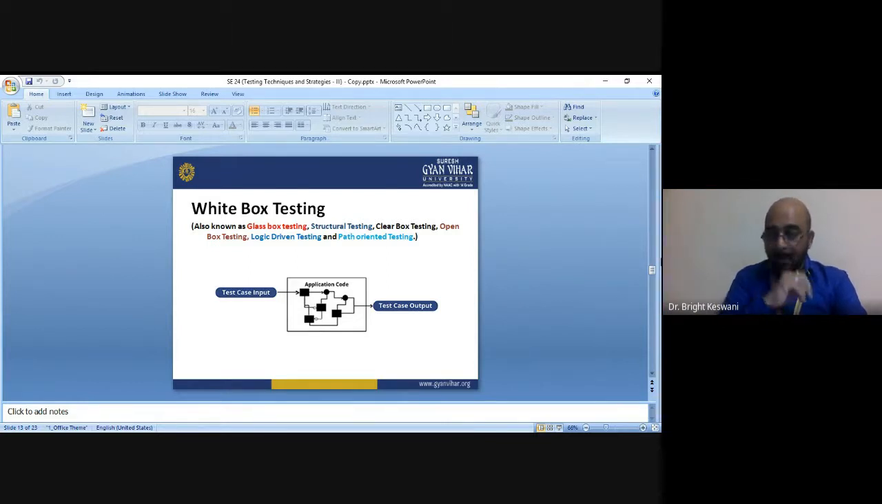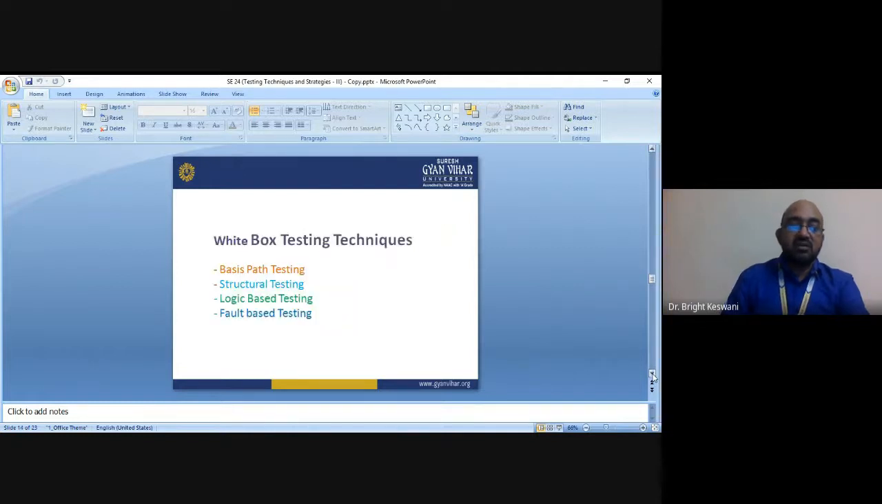Now come to the white box testing techniques. The first technique is basis path testing. Second is structural testing. Third is logic based testing. And fourth is fault based testing. So all these types of testing are very important, and they are related to white box testing. We consider all these as white box testing techniques.